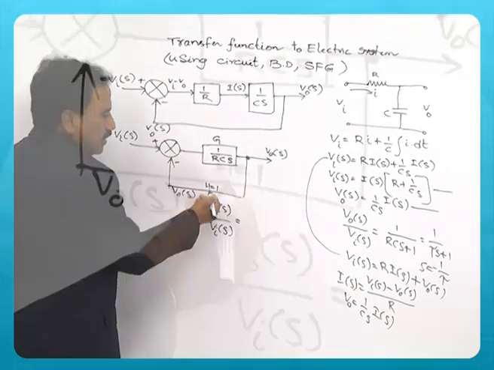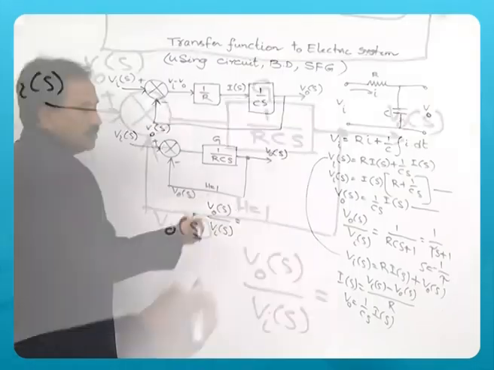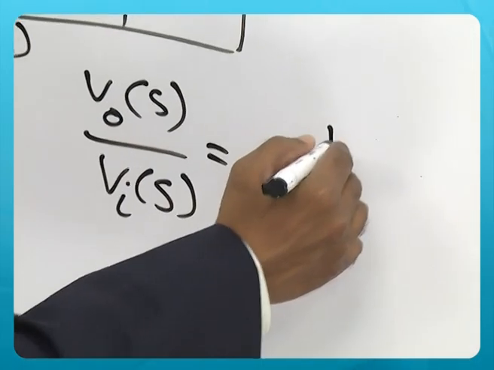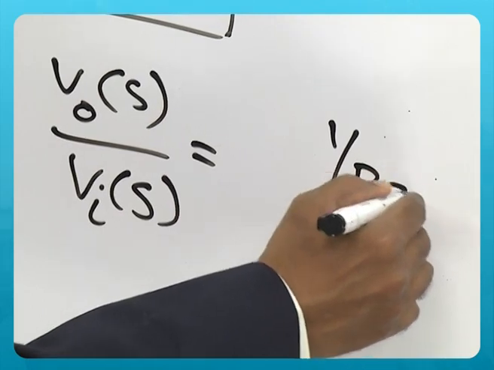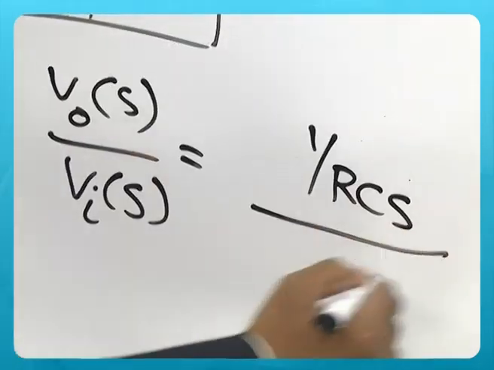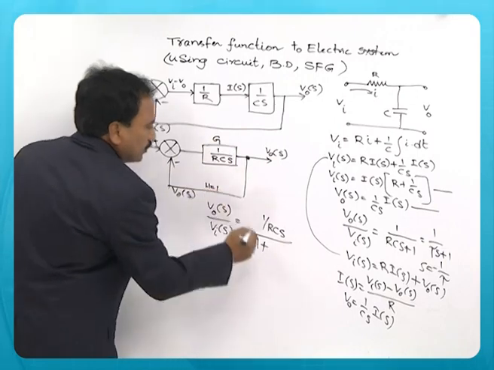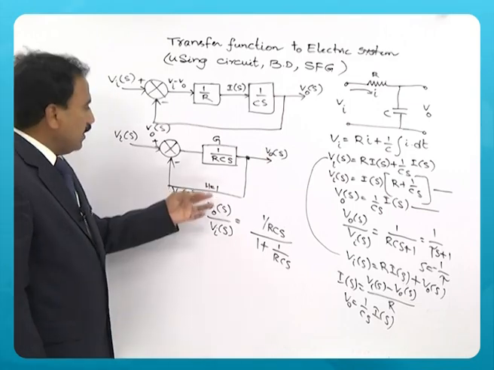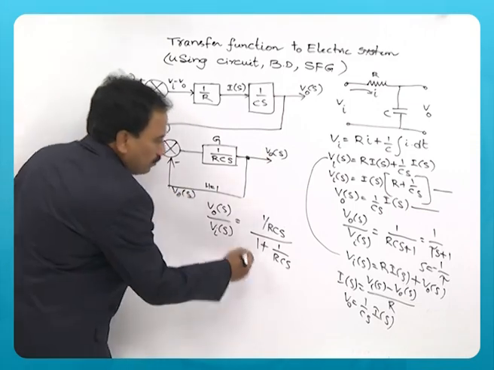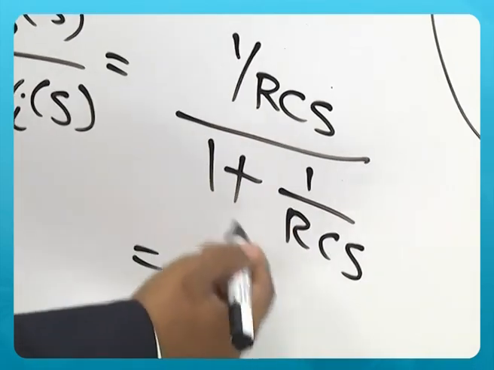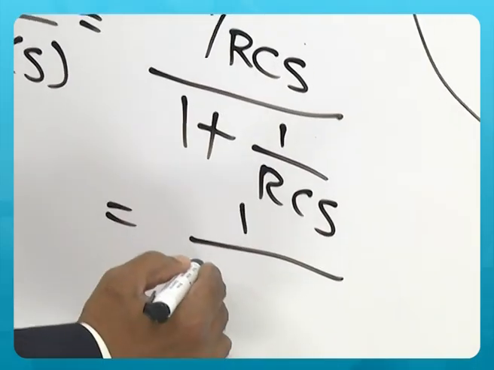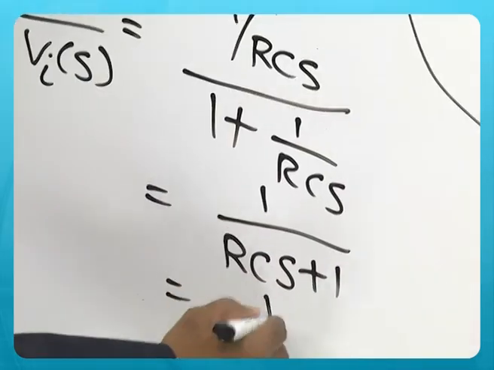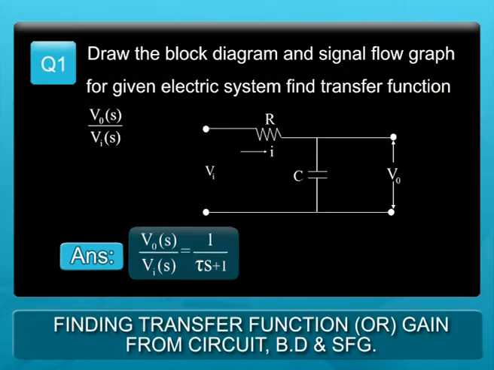So this is G, this is H. So G by 1 plus GH is the formula. So you can write here 1 by RCS, that is G, by 1 plus again GH, so again 1 by RCS. H is 1 anyway because it is unity feedback, no component. Now you can get this 1 by RCS plus 1. So you can see that this is nothing but 1 by tau s plus 1.